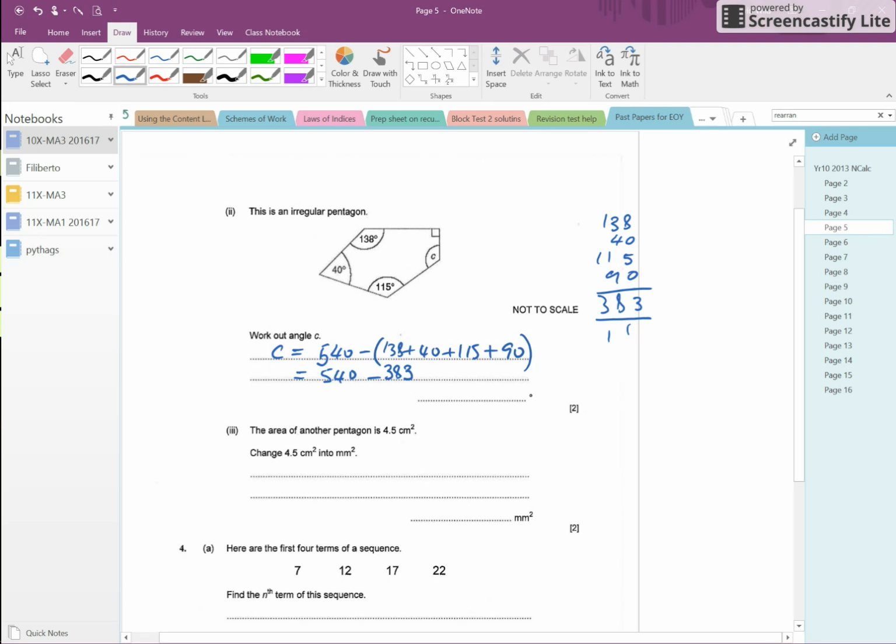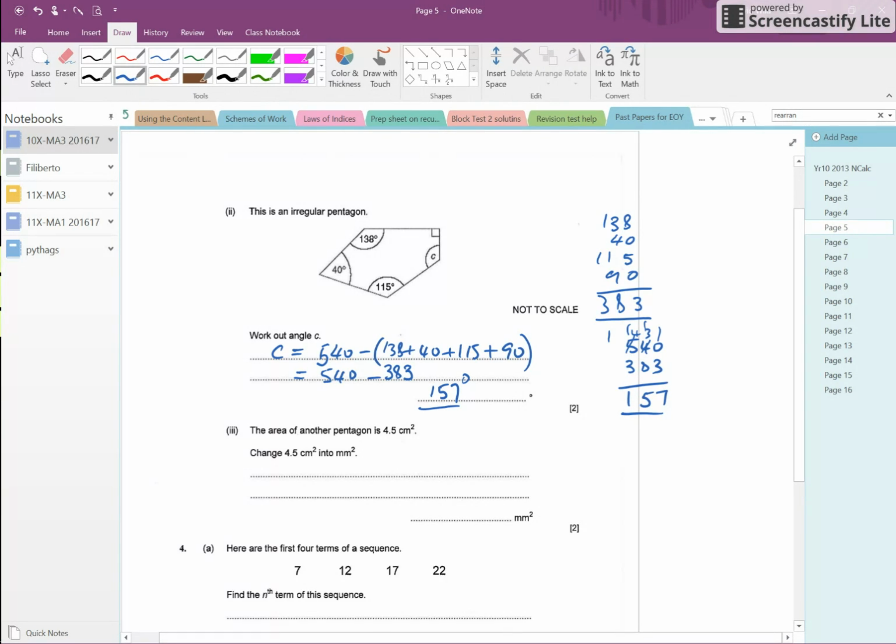And if we do 540 take away 383, we get 157. Just to double check that. 383. Borrowing from here, 10 minus 3 is 7. Borrowing from here, 13 minus 8 is 5. And then we're left with 4 minus 3, which is 1. 157.